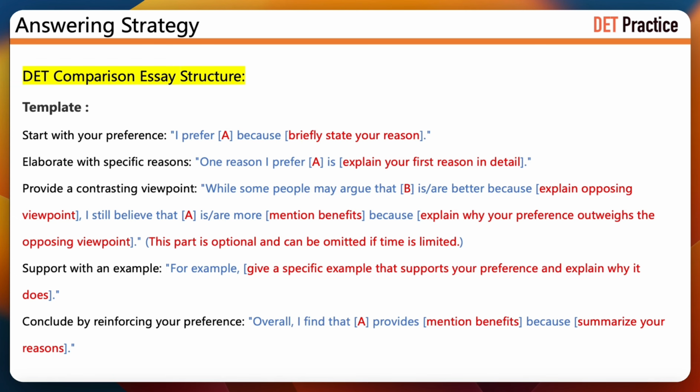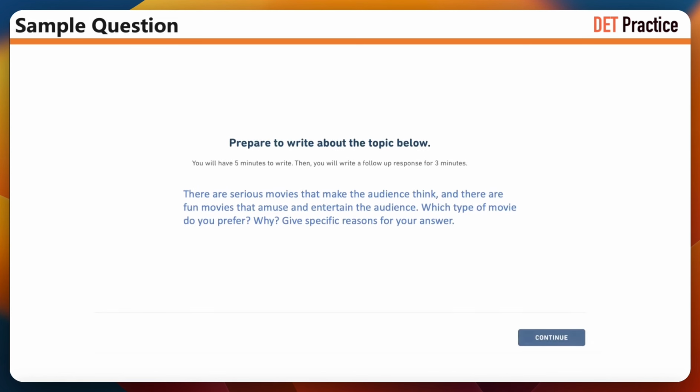This structure ensures a well-rounded, thoughtful response that addresses both sides of the comparison while clearly stating and supporting your own position. Next, let's see how to use the template with the following question. There are serious movies that make the audience think, and there are fun movies that amuse and entertain the audience. Which type of movie do you prefer? Why? Give specific reasons for your answer. We will use the template to respond.